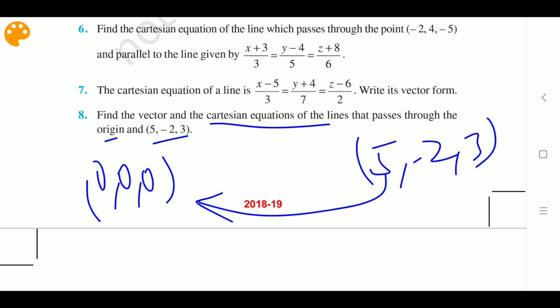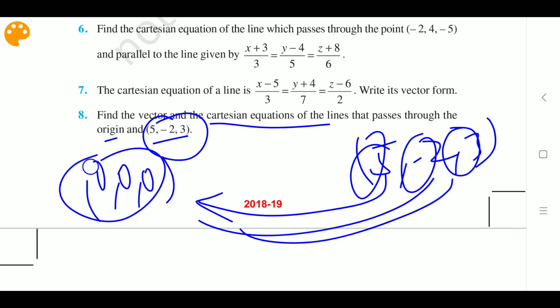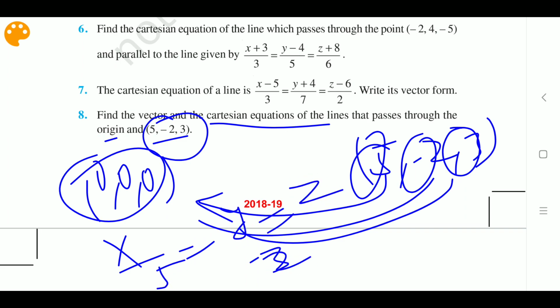So subtract this from this, you will get again the same direction ratio. You will get 5 minus 2 and 3. Origin is this, so x minus 0 is x by, y by and z by. You will get this 5, minus 2 and 3. This is your required answer.